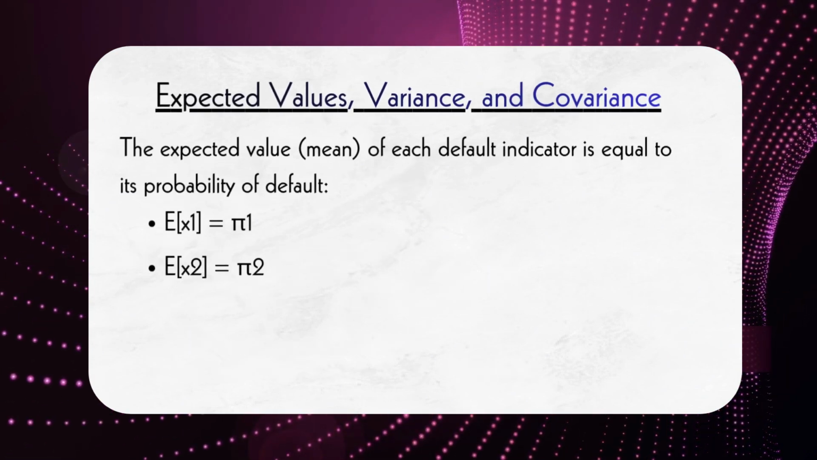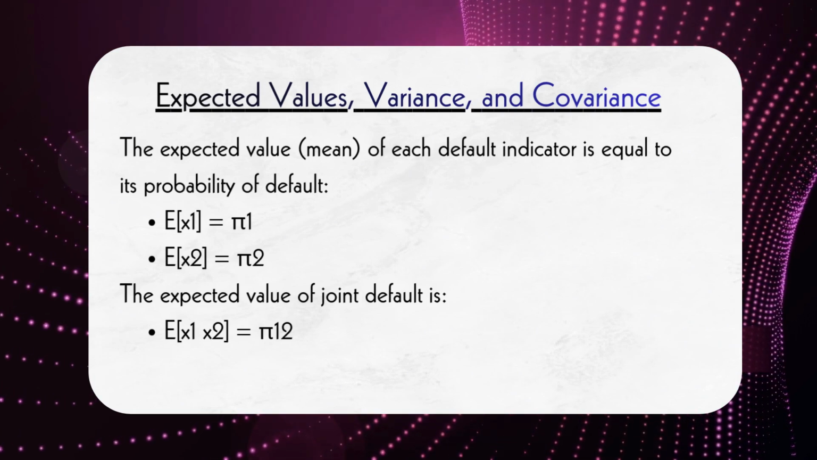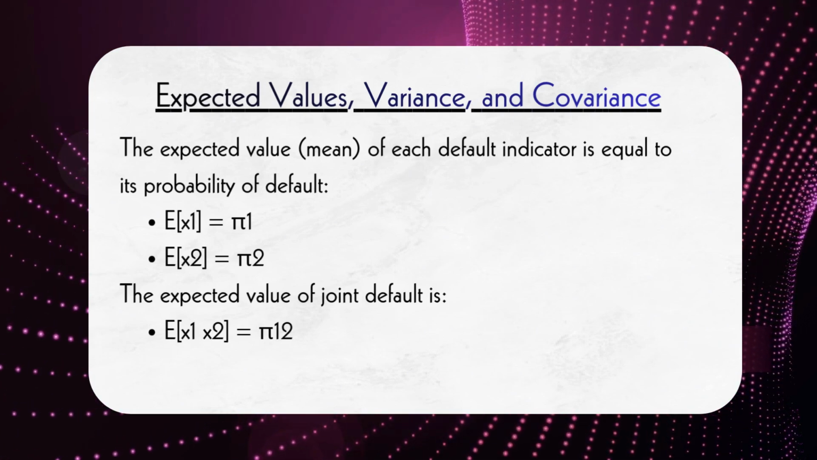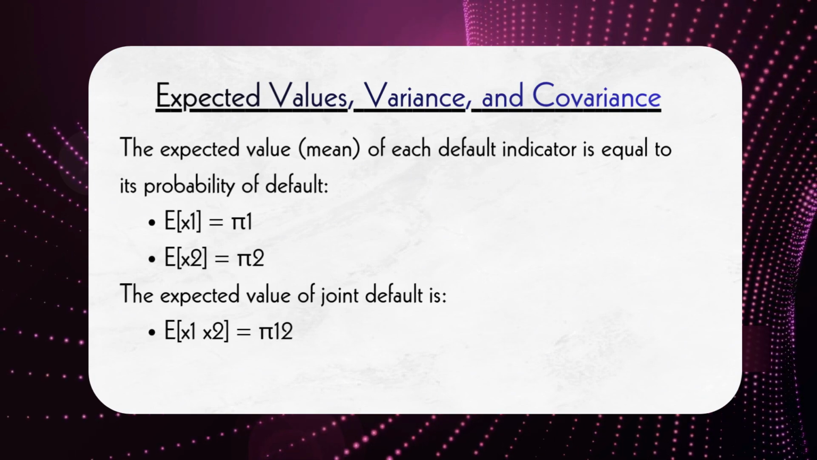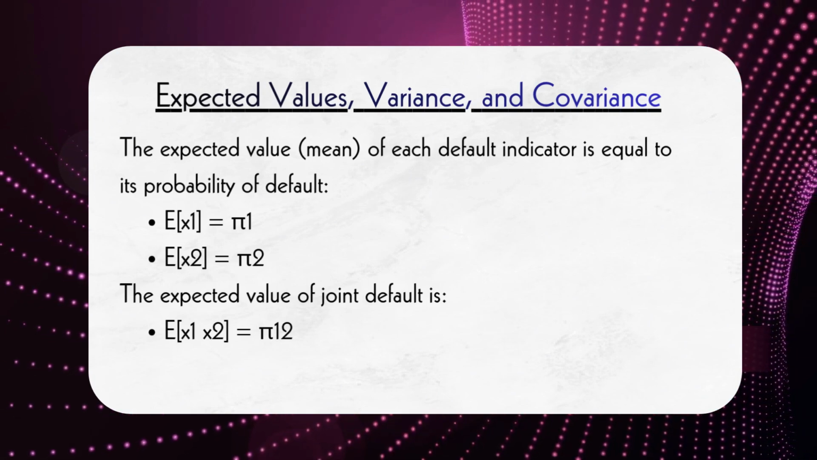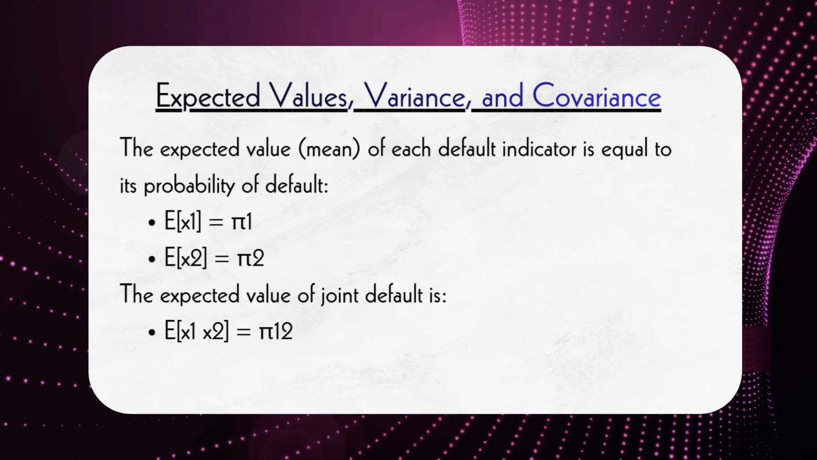Now, let us look at expectations and variability. The expected value of each variable is simply the probability of default. So, E[x1] equals pi1 and E[x2] equals pi2. The expected value of both firms defaulting together, E[x1 x2], equals pi12.